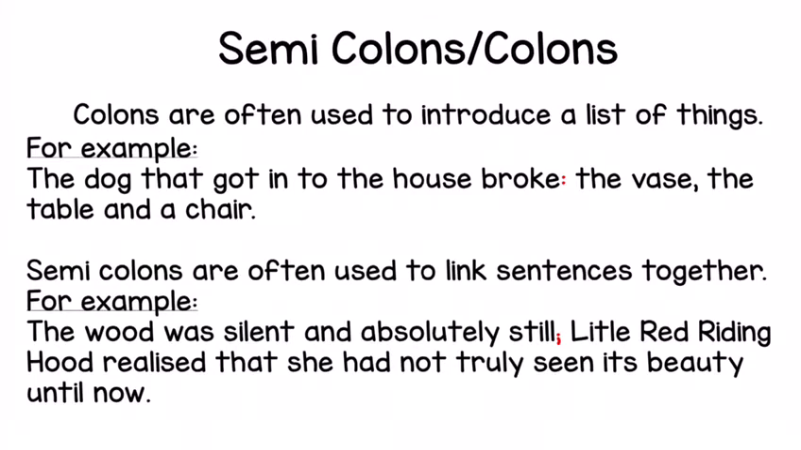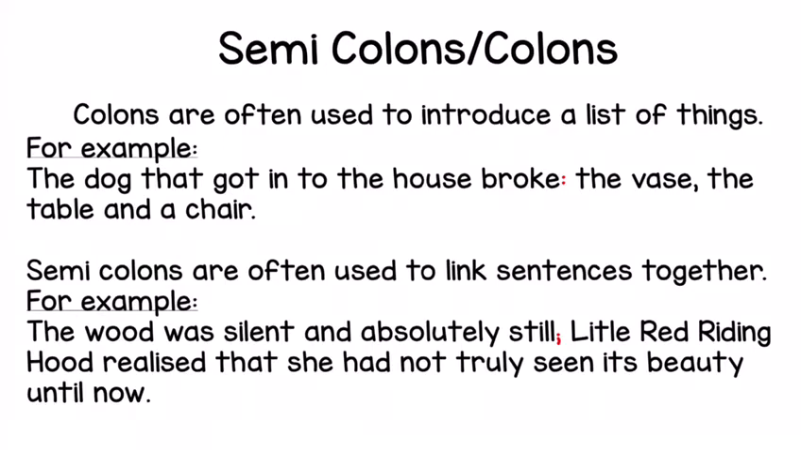So colons are often used to introduce a list of things. So for example: the dog that got into the house broke: the vase, the table and the chair. So you put the colon before listing what the dog broke. This is different to semicolons, which are often used to link sentences together, so they can replace a conjunction. So for example: the wood was silent and absolutely still; Little Red Riding Hood realised that she had not truly seen its beauty until now. So the semicolon there has been used to take out a conjunction to make it shorter and look a bit more mature. Now, these aren't things that you have to include in a newspaper article, but it'll be very impressive if you do, as it's a more challenging piece of punctuation that will help you get ready for Year 6.